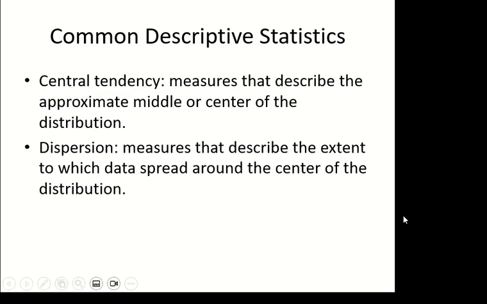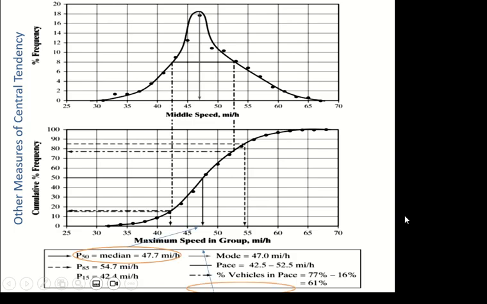Okay, very well. The other thing was pace basically. Pace, which is a 10 miles per hour range in the middle of the data, which has more observations than any other 10 mile per hour range. Okay, so these are the central tendency.